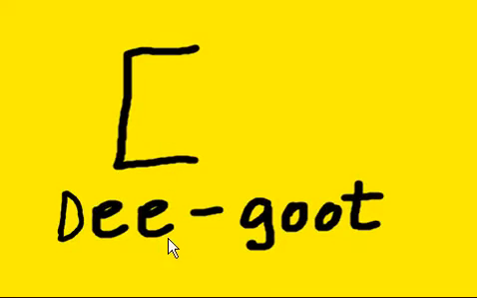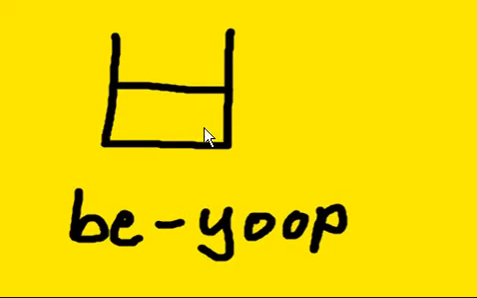이것은 뭐예요? 디귿입니다. Oh, that's a diggut, huh? Yeah, that's a diggut. 디귿입니다. 이것은 뭐예요? Oh, biup imnida. That's a biup. Biup it is.